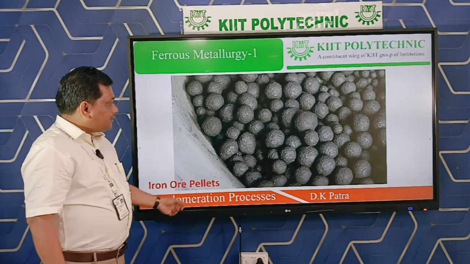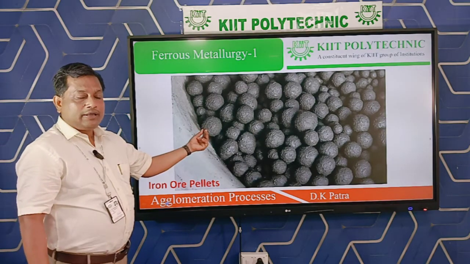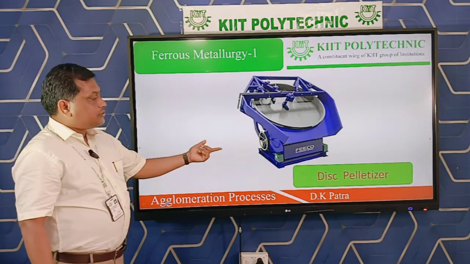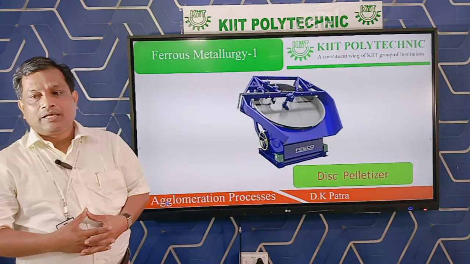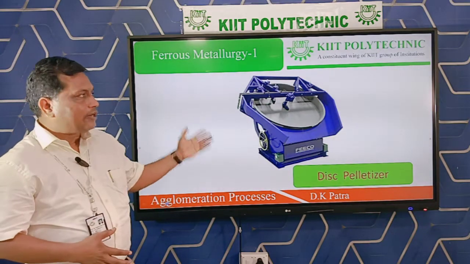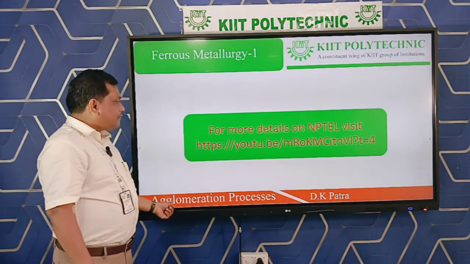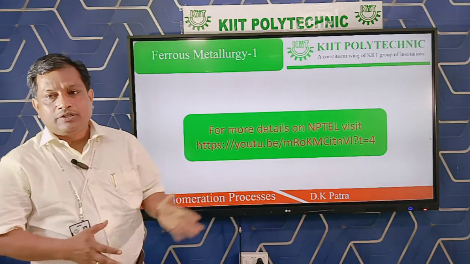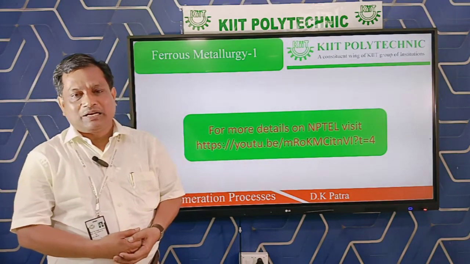And I have shown here, these are the pellets, and these are just like small balls. For this we have generally used the disc pelletizer. This is the photograph of this disc pelletizer. And regarding this agglomeration process, for any further query, you can follow this site on NPTEL. You can refer to this site and get more information out of this.